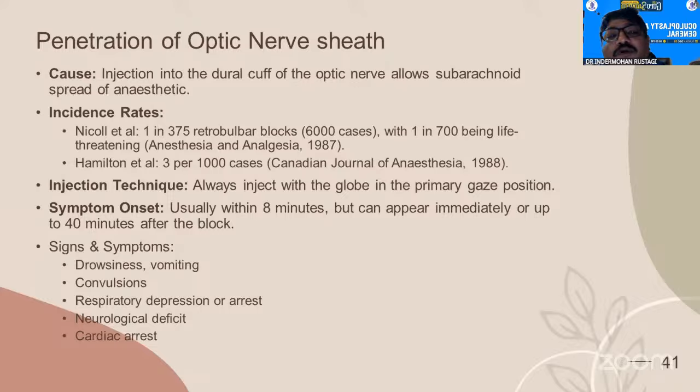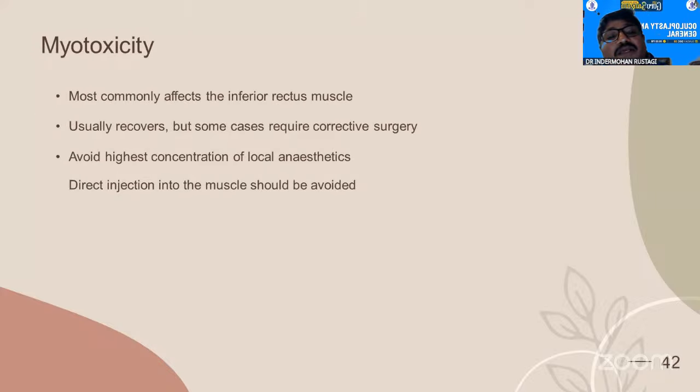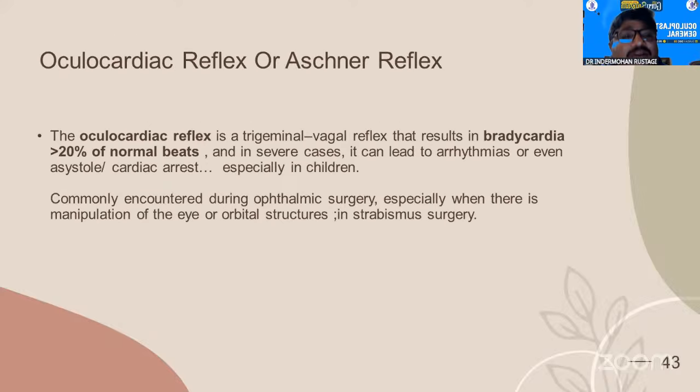Then penetration of the optic nerve sheath: the chances are not that high, but the injection technique is always at fault. Symptoms usually come within 8 to 10 minutes, or sometimes immediately. The patient will have drowsiness, vomiting, convulsions, or even cardiac arrest. Another thing is myotoxicity in retrobulbar block. The inferior rectus is the most commonly affected, but usually the patient recovers. It is because of the higher concentration. Another thing which requires our attention is the oculocardiac reflex or the Aschner reflex.